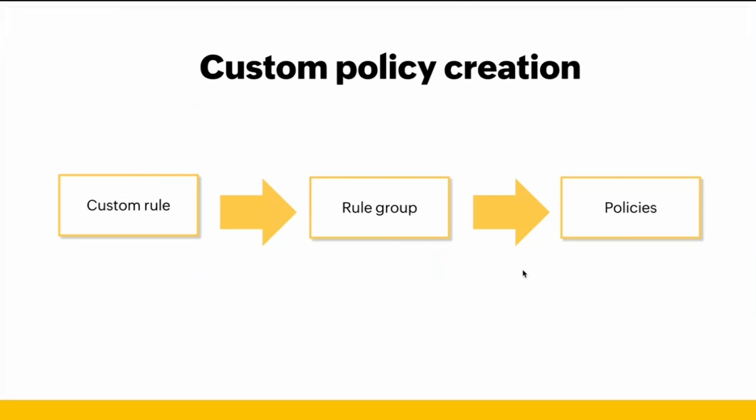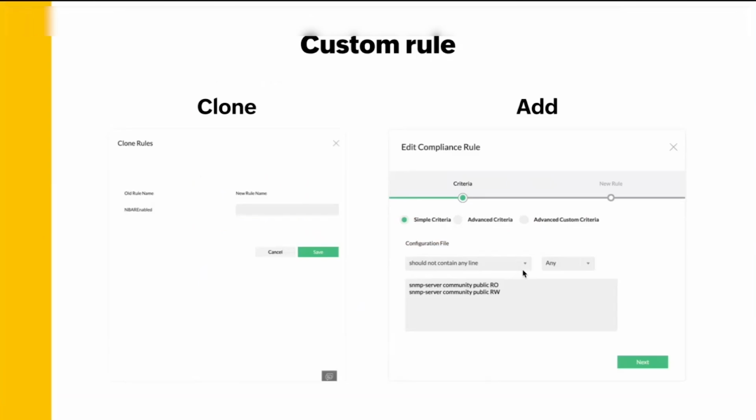There are two ways to create a custom rule. Either you can clone an existing rule or add one from scratch. There are three criteria to add a compliance rule from scratch: simple criteria, advanced criteria, and advanced custom criteria. In the upcoming slides, we'll look into detail about these three criteria. So let's start with the simple criteria.